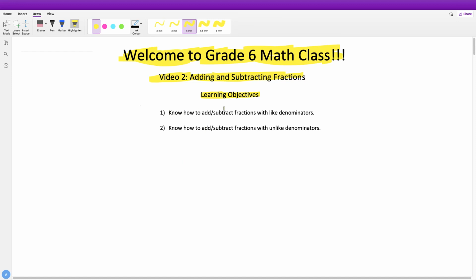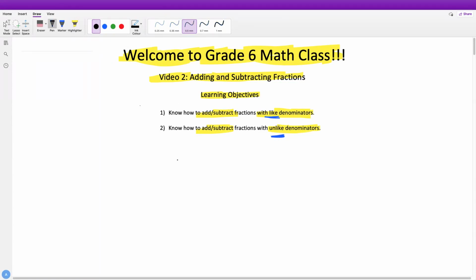So the first thing that we're going to be able to do by the end of this video is know how to add and subtract fractions with like denominators. So that's the key word there, that they are like denominators. And then the other thing that you're going to have to know how to do is add and subtract when they are unlike denominators. So you're going to have to be able to know, what does it mean when something is like denominators, or what does it mean when they're unlike denominators?